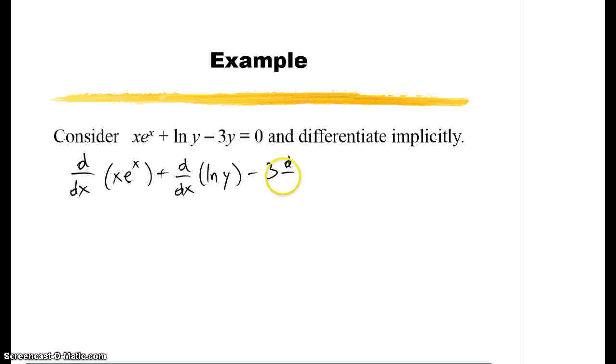Minus 3. I can take out the constant since it's a constant, right? It's a constant multiple of a function. So I could write it this way. Well, what's the derivative of x times e to the x? That's a good one. We'll do it on the side.